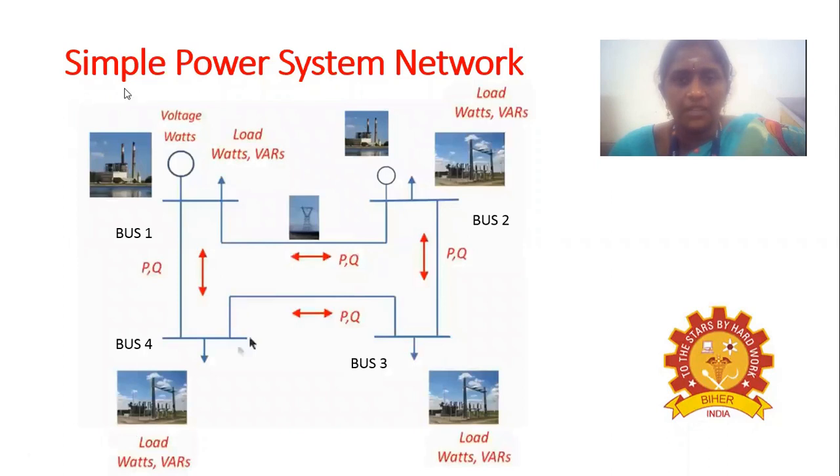This is a simple interconnected power system network. This network consists of 4 buses. All the 4 buses are connected by transmission lines. Generating stations are connected to bus 1 and 2 and it is interconnected by a transmission line. Loads are connected to all the buses, bus 1, bus 2, bus 3 and bus 4. So, here real and reactive power will be flowing between the buses.